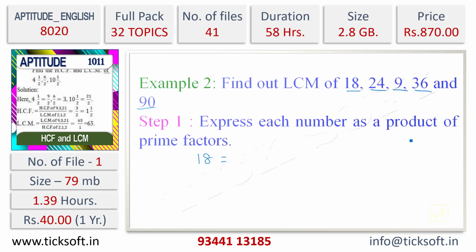Here we know that if we divide this 18 by 2 then we get 9. Again if we divide this by 3 we get 3, and 3 into 3 is 9. So therefore this will be equal to 2 into 3 into 3 which is 3 square. So this is the prime factorization of 18.